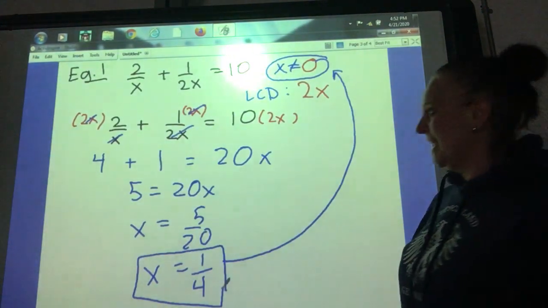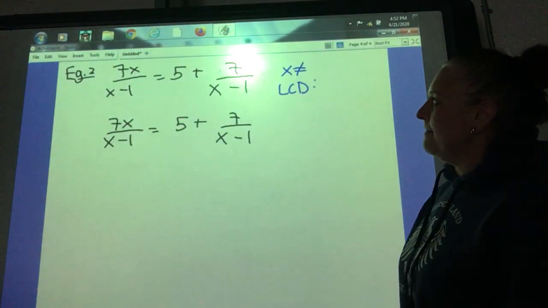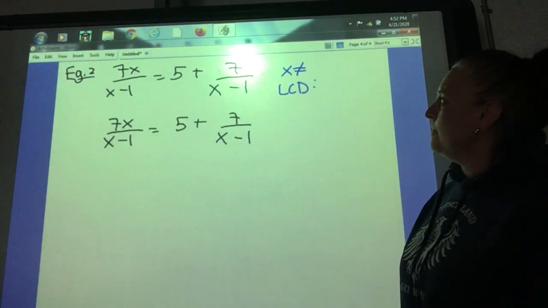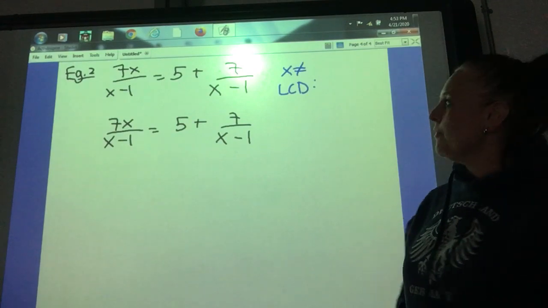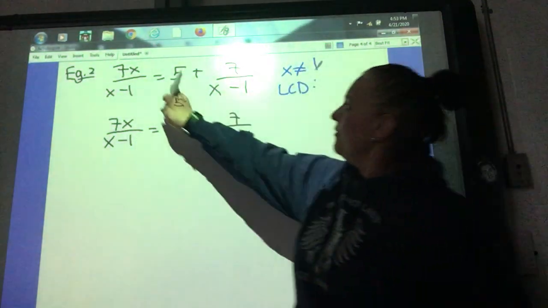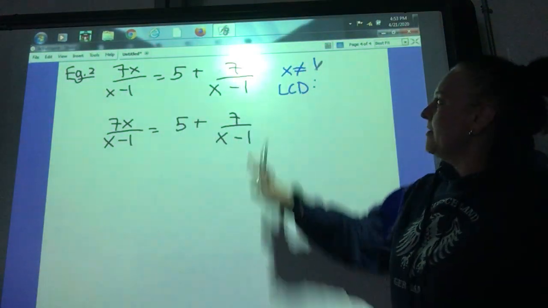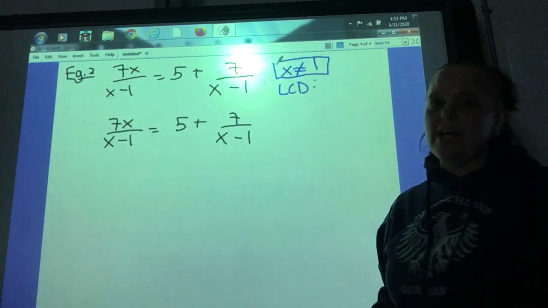Okay, not that bad, right? Let's do one more example. So our second example, 7x over x minus 1 equals 5 plus 7 over x minus 1. Okay, step number 1, non-permissibles. Here, x cannot equal 1. Here, there is no non-permissible, there's no denominator. Here, x cannot equal 1. Okay, so we only have one non-permissible, x cannot equal 1.